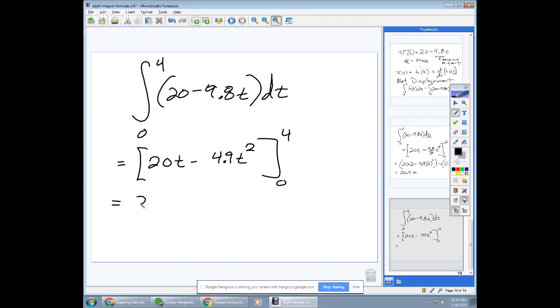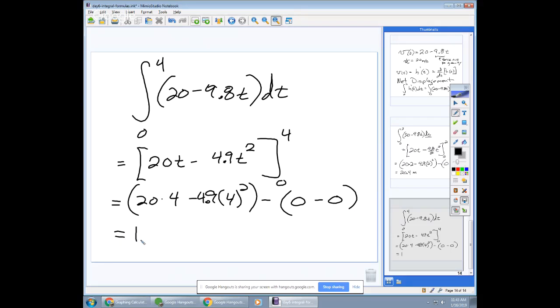Which is going to give me 20 times 4 minus 4.9 times 4 squared minus parentheses. I still get 0 minus 0 there. So what does this come out to be? I got 1.6. 1.6 is what I got too. Okay, so the question is, how can the displacement over 2 seconds be greater than the displacement over 4 seconds?